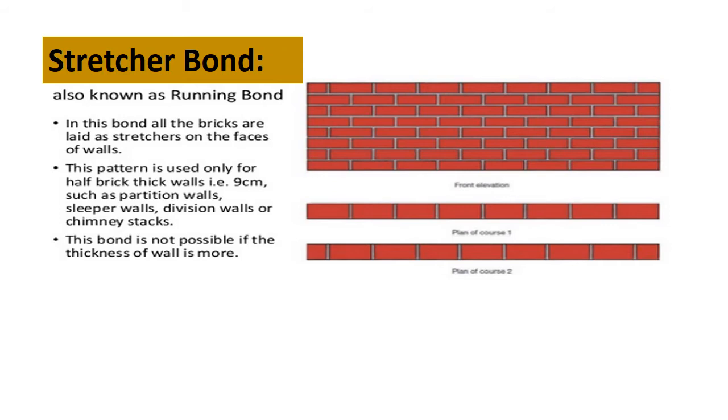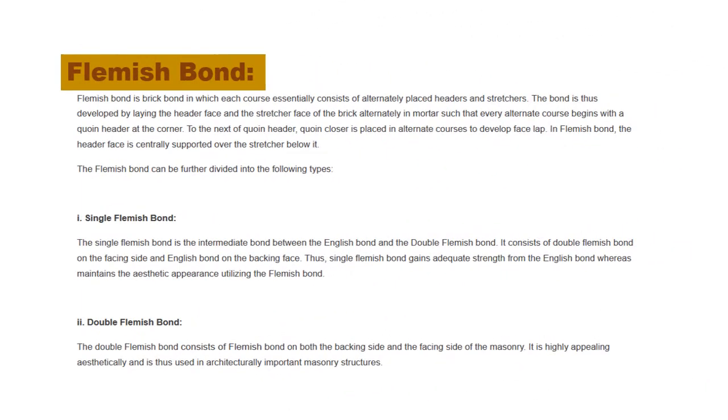Double Flemish bond. The double Flemish bond consists of Flemish bond on both the backing side and the facing side of the masonry. It is highly appealing aesthetically and is thus used in architecturally important masonry structures.